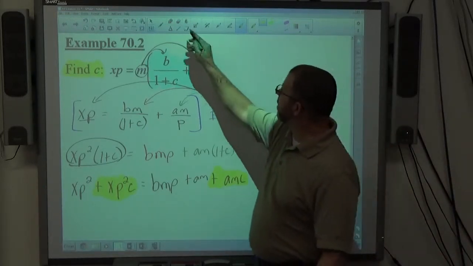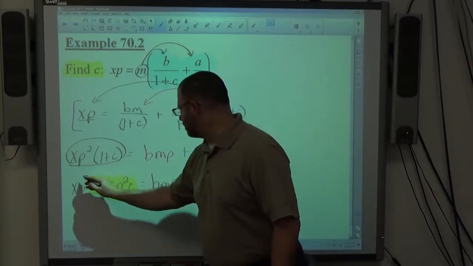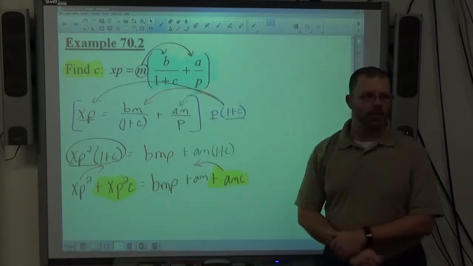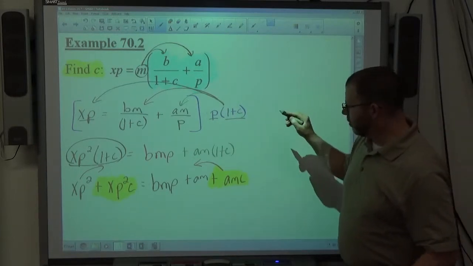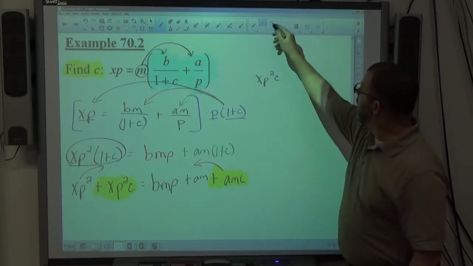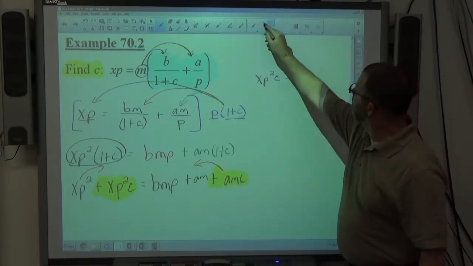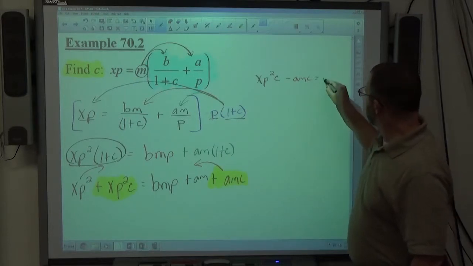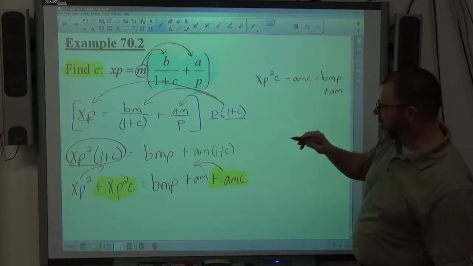So just a little rearrangement of terms. I'm going to take my amc over to the left, and I'm going to move the xp squared over to the right. By moving those 2 terms, everything with c is going to be on the left, everything without c is going to be on the right. So let's make those moves happen. xp squared c is staying on the left, it stays positive. amc is sliding over to the left, it becomes negative. bmp is staying on the right, it stays positive. am is staying on the right, it stays positive. And xp squared is moving to the right, becomes negative.